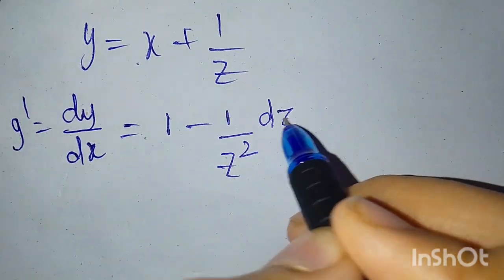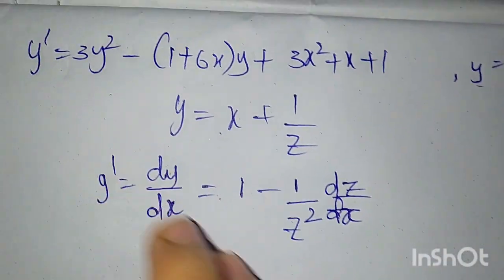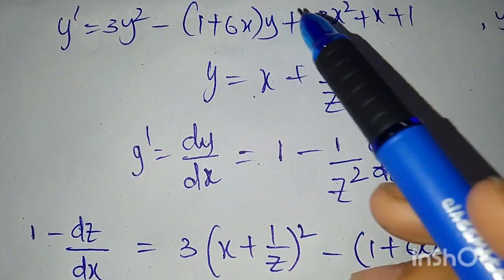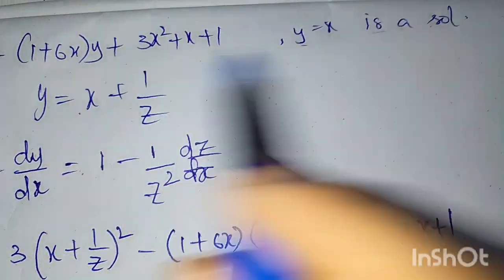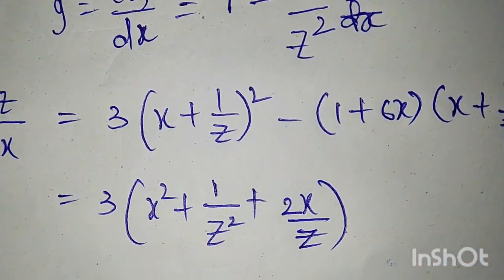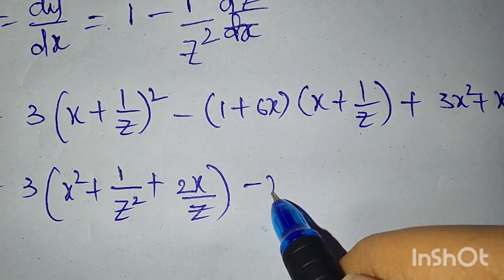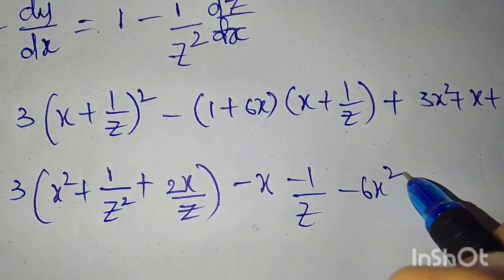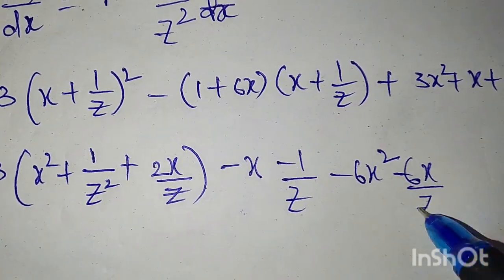I'll substitute this here. Okay, substituted this 3 into 3y square minus y plus this. After substitution, now we have to solve. So this side minus x minus 1 by z minus 6x square minus 6x by z plus 3x square plus x plus 1, and this will be 3x square.